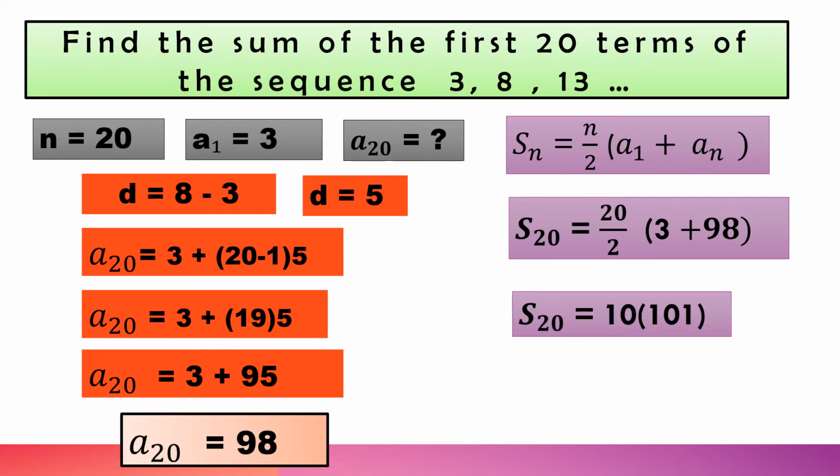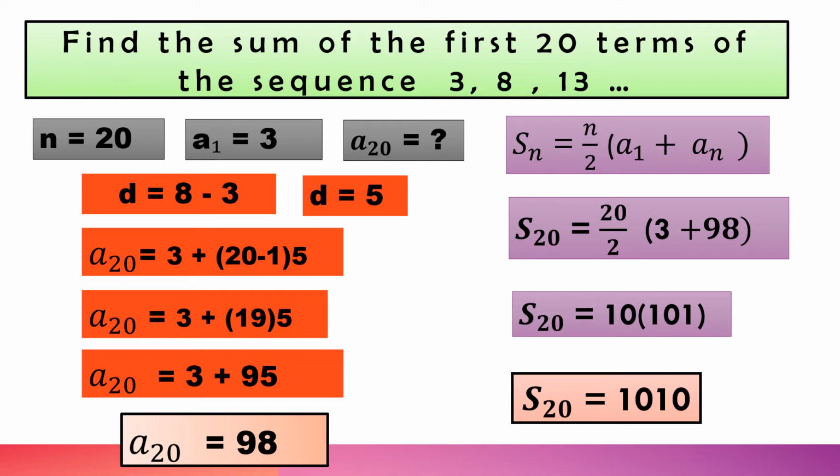Simplifying the parentheses, we will have S sub 20 is equal to 10 times 101. We therefore conclude that S sub 20 is equal to 1010, or the sum of the first 20 terms of the sequence is 1010.